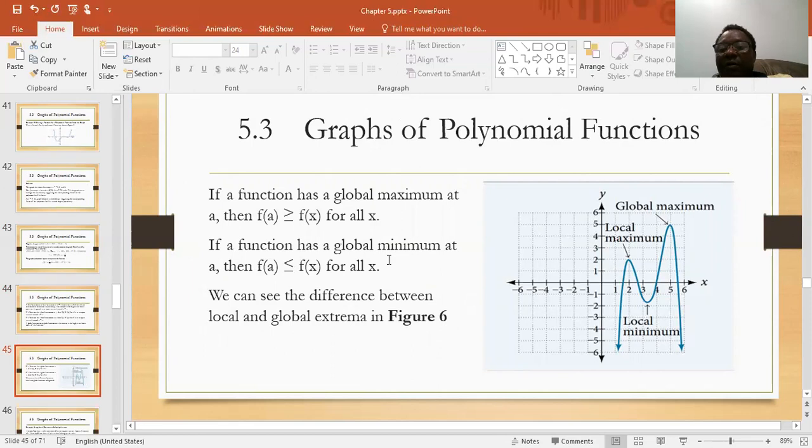Let's look at this example. We have here local maxima at 2 and 5, and a local minimum at a point between 3 and 4. So the absolute maximum here will be the maximum at x equals 5, which is actually 5. There is only one local minimum, so it is the absolute minimum.